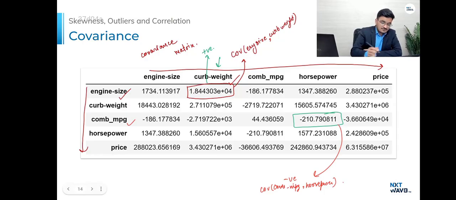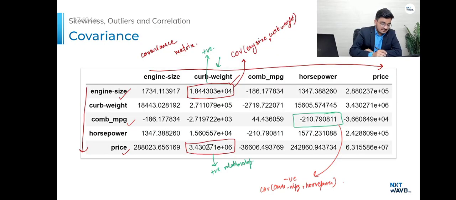Now let's see one more relationship. Let's see a relationship between price and the weight of the car. So here also we got a positive value, which means there is a positive relationship here. Positive relationship. And why is it so?